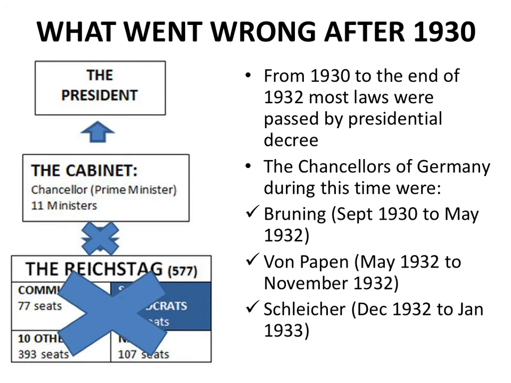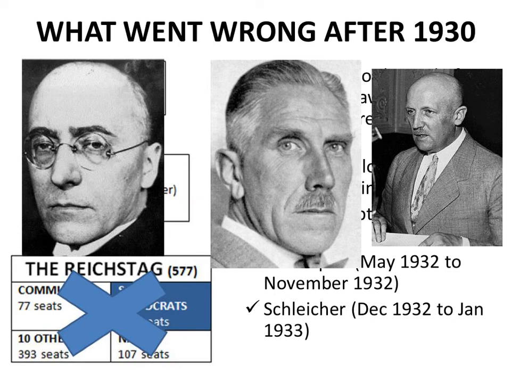From 1930 to the end of 1932, nearly all laws were passed in this way. I suppose the key point is that we often think of dictatorship beginning when Hitler was made Chancellor in 1933. Actually, ever since Brüning had been made Chancellor, lawmaking was through this method. Democracy broke down before Hitler became Chancellor. And these are the three Chancellors that governed Germany in that way.